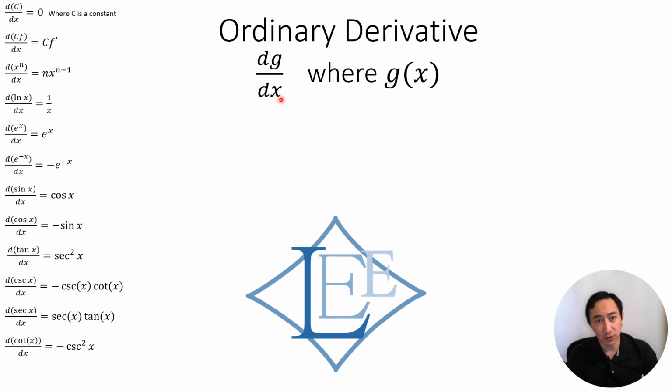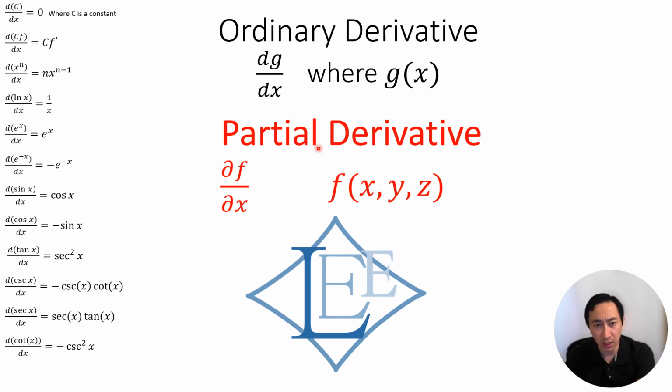Now I'm going to make a short video because actually the concept is pretty straightforward, just one extra step. We changed the letter d to a script d, or partial, and this is known as a partial derivative. So when you see a derivative written in this form, where it's not a traditional d, it's a script d, this means we're looking for the partial derivative. So what does that mean?